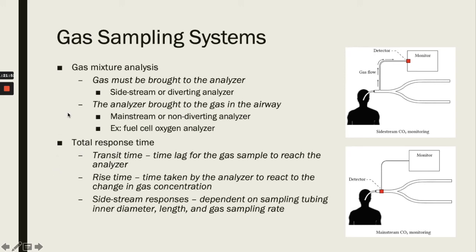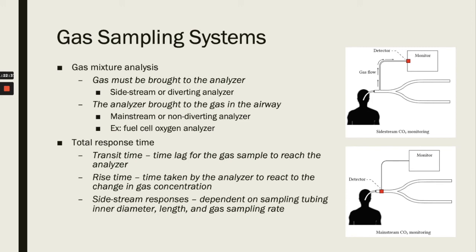And so a side stream is also called a diverting analyzer, and a mainstream is also called a non-diverting analyzer. An example of that would be a fuel cell oxygen analyzer, which analyzes oxygen right in the breathing circuit itself. So we look at total response times, the total time it takes to get the gas to the place where it's being analyzed, how long it takes to travel to get there and how long the analysis takes. And the transit time is the time lag for the gas sample to actually reach the analyzer, and you would see that mostly in the side stream.